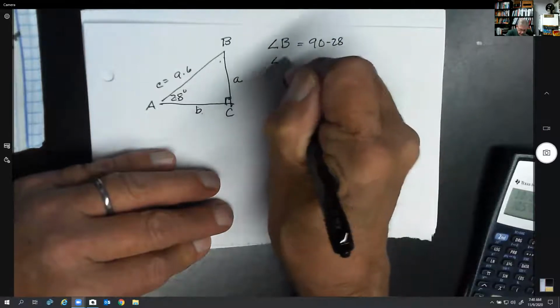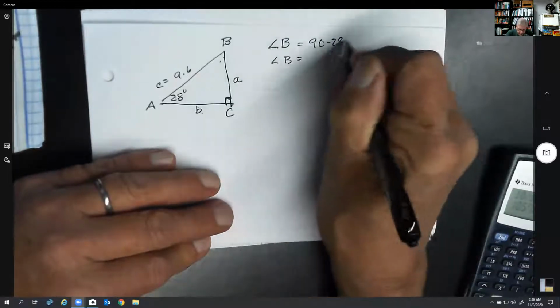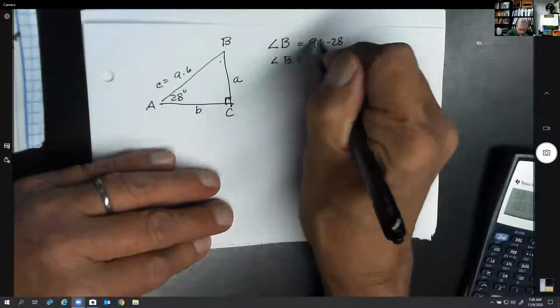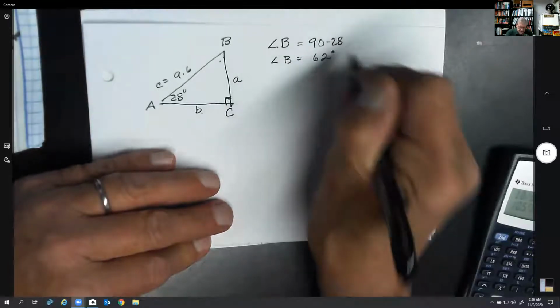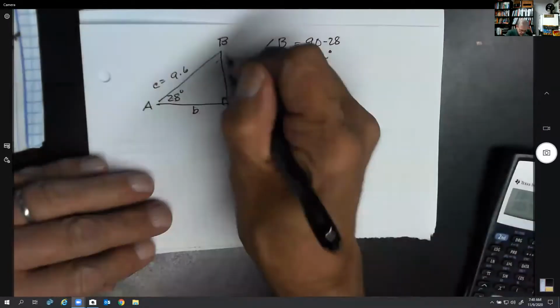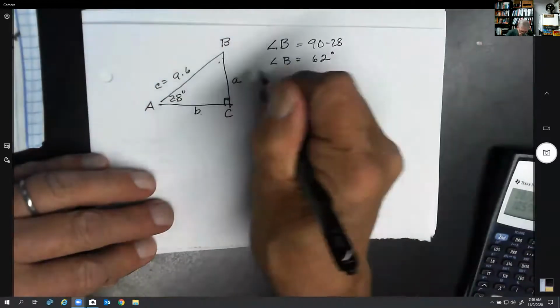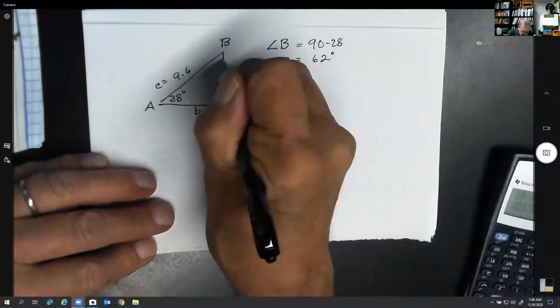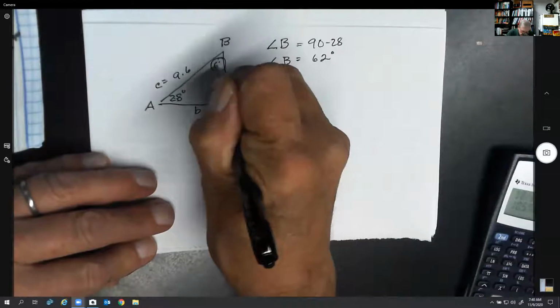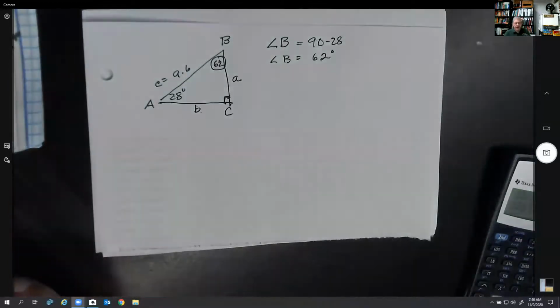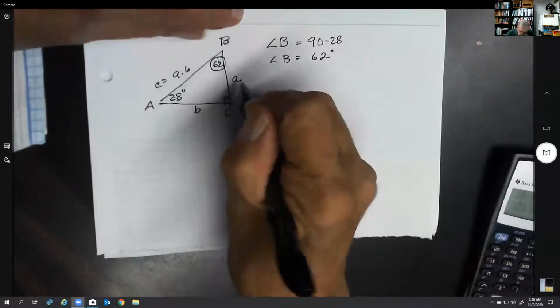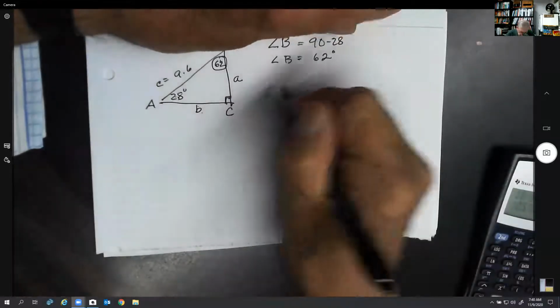So angle B is equal to, let's see, 8 from 10 is 2, and 2 from 8 is 6. 62 degrees. And of course, you could use your calculator. So let's fill that in on our drawing. I'm going to circle it so that means it was found. So now we know that one. Let's go hunting for side A. Let's see if we can figure out what A is.